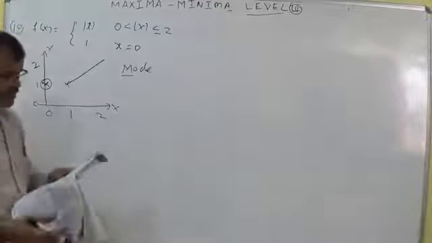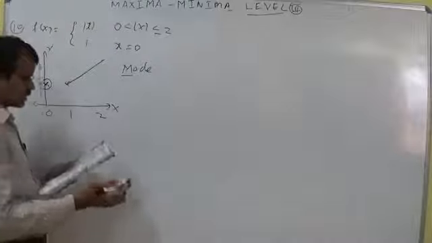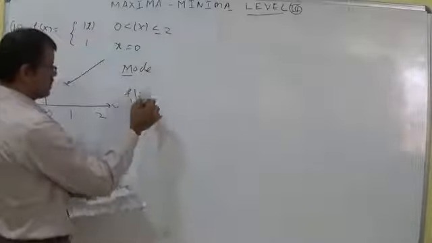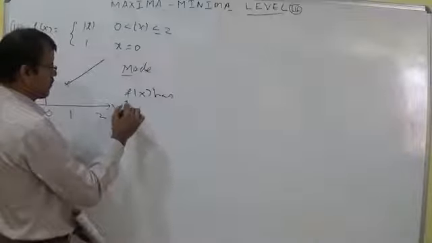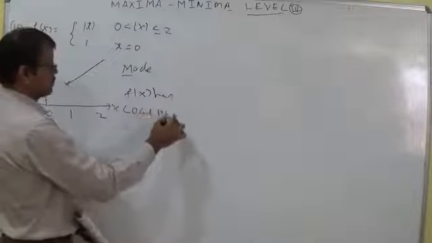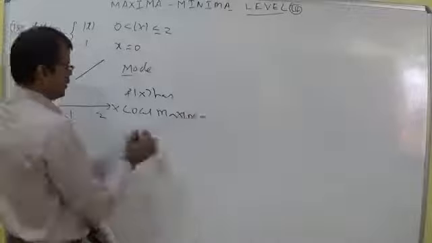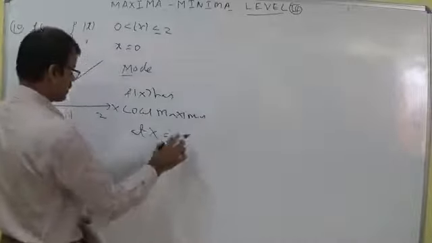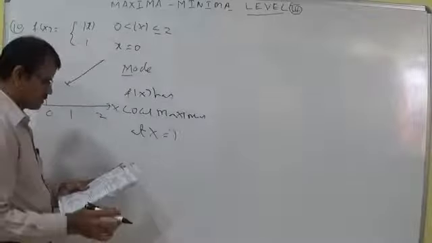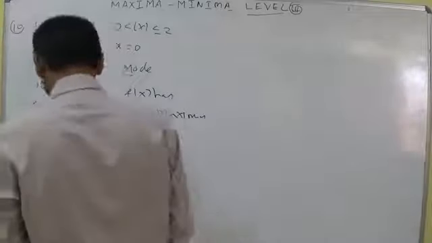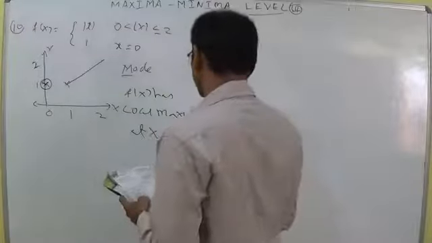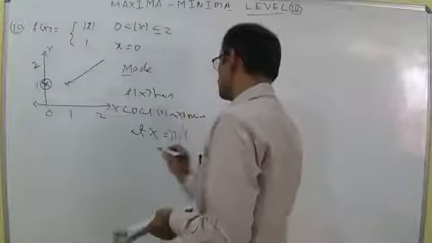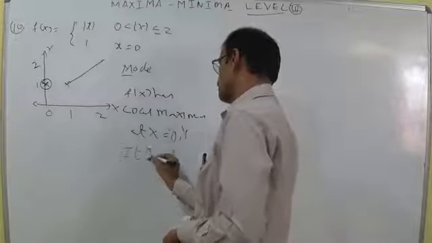We can say that f of x has a local maximum at x is equal to 1. I am writing: f of x has a local maximum at x equal to 1 simply. Of course at x equal to 0 the value is 1. Simply, the local maximum is 1, we can write. At x is equal to 0 comma 1, the value is 1.